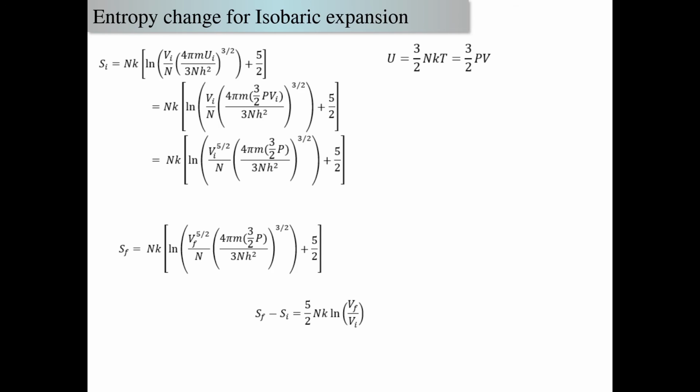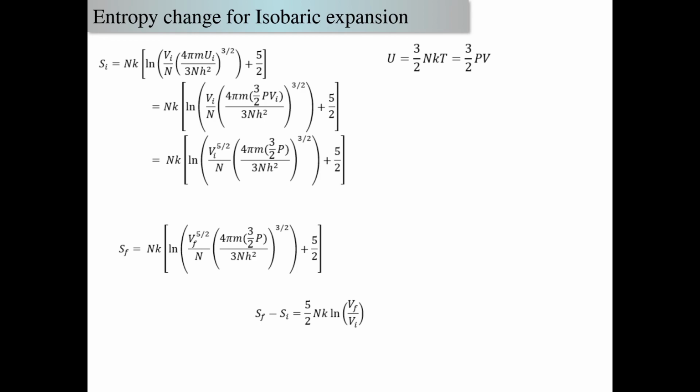And we can do that by invoking the equipartition theorem and the ideal gas law. So the equipartition theorem says that the energy is equal to 3/2 NKT, and the ideal gas law says that NKT equals PV. So we can simply write the energy as 3/2 PV. Where I have put a subscript I on the volume in our second term here, the second line, but not on the pressure because the pressure doesn't change. Then we can just combine the volume terms to have volume to the 5/2 inside of our natural log, and everything else inside of the natural log is a constant.